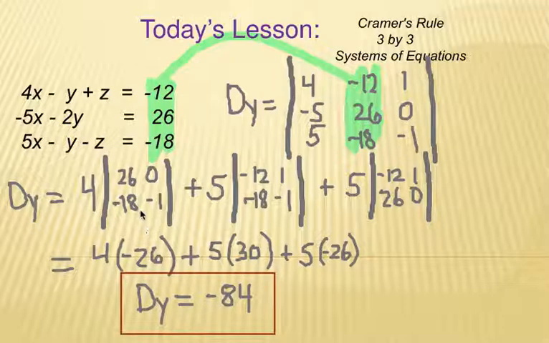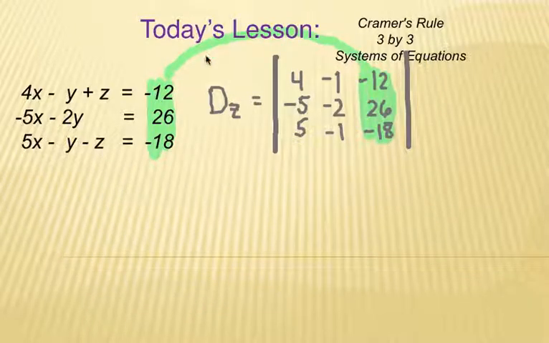Now if you're having trouble getting the same answers as me right here, remember these are a determinant of a 2 by 2, and I have a video for that in this series earlier. So it's a matter of just making really careful work of all those negative signs and being accurate with that. So the determinant of y is negative 84.